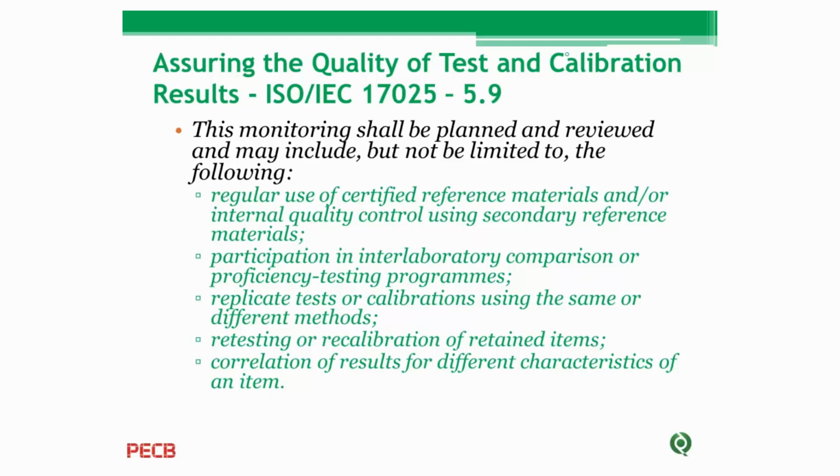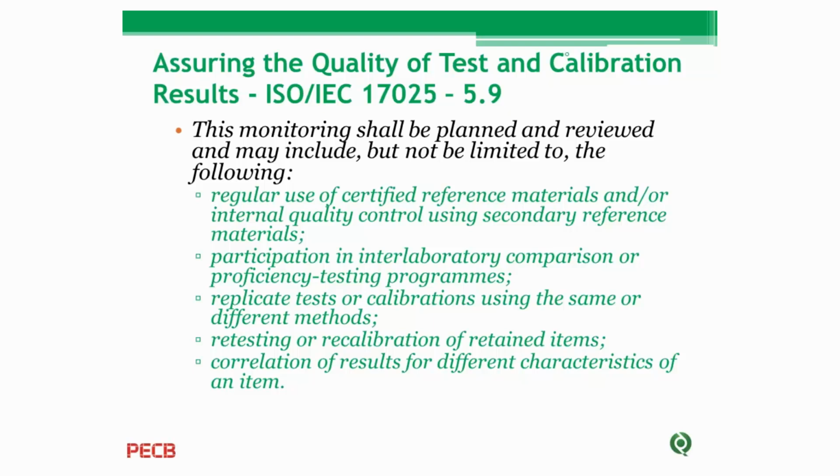Some actions or mechanisms are recommended by the standard, for example, regular use of certified reference materials, the so-called CRMs, or internal quality control materials. Some laboratories produce some reference materials or QCMs, quality control materials, internally in their laboratory, and they assign a reference value to them in order to enable them to check their test methods at different times. Participation in interlaboratory comparison or proficiency testing programs is also recommended by the standard, as you can see.